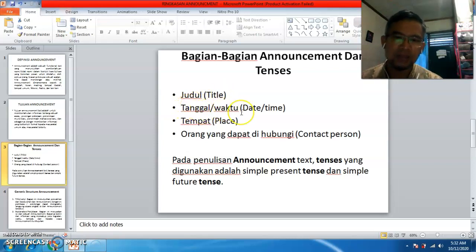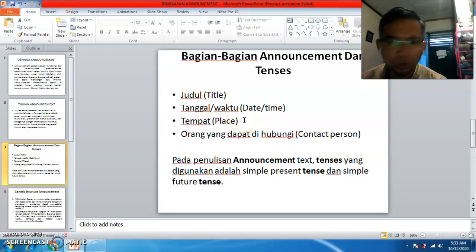Okay, next, to make the announcement valid, it must consist of the date and the time. Why do we have to write down the date and the time? It validates the announcement, because if there is no time or date, there is no specific time that can be got by the reader about the announcement. So the date and the time are a very important part of the announcements.